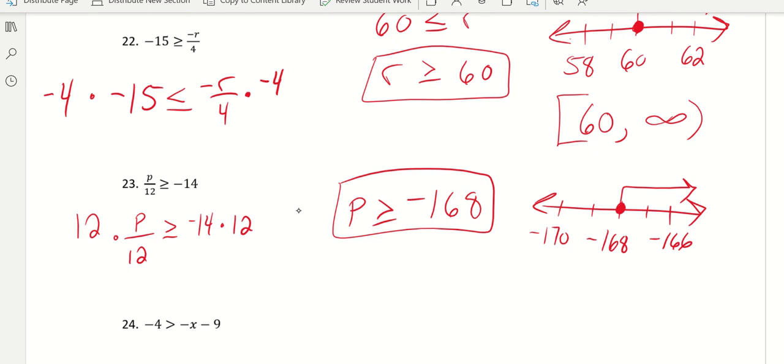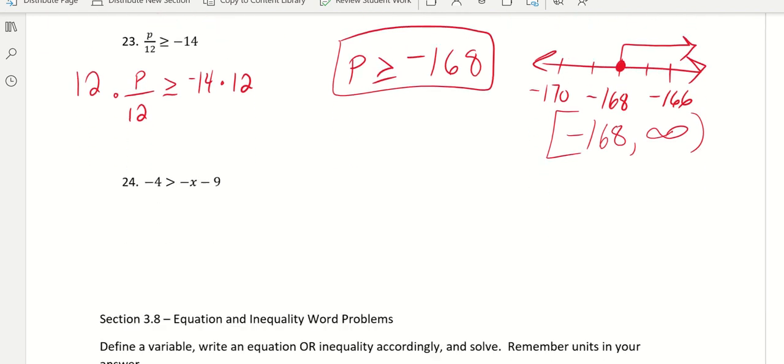Interval notation now. We shade to the right, so the high end is infinity. That gets a parenthesis. The low end is negative 168. That gets a bracket because we have a closed circle. There you go. Number 24.